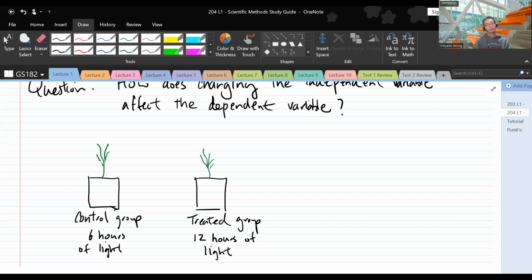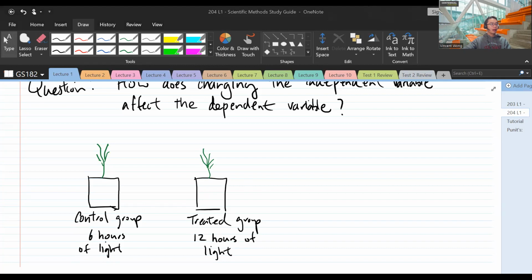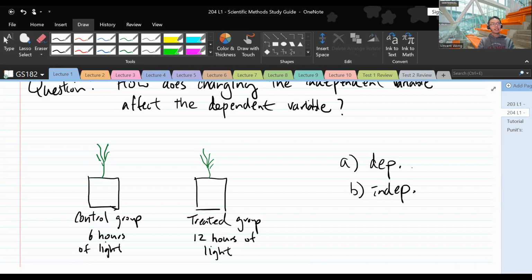Let's think about that. Why don't we do a poll on it, so that I know what you guys are thinking. My question is, the amount of sunlight, is that A, the dependent variable, or B, the independent variable? Please let me know what you think. Choose A for dependent, choose B for independent. The amount of sunlight.